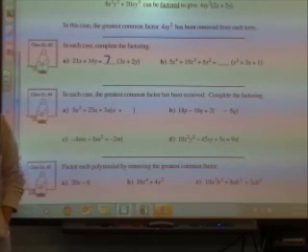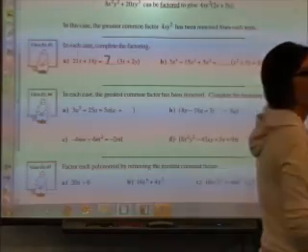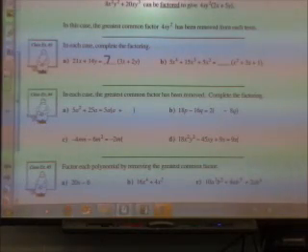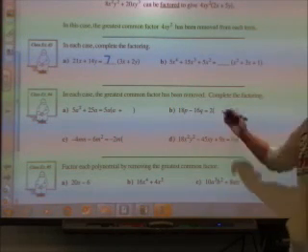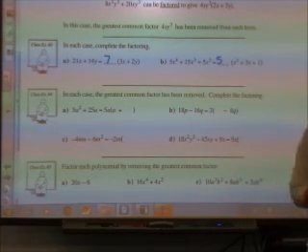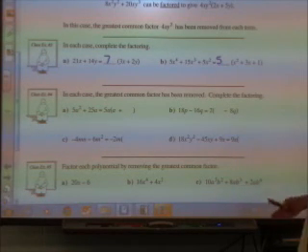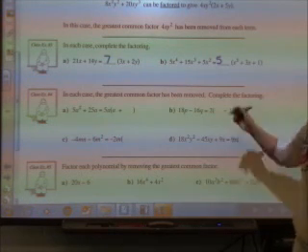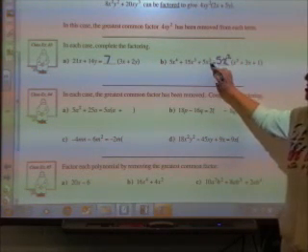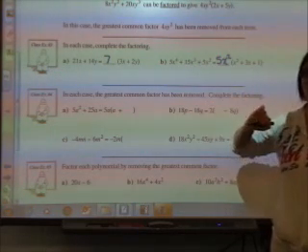So if I look at B, I have 5x to the power of 4, 15x to the power of 3, and 5x squared. If I start off with the numbers, what is the largest number I can divide these three by? 5. And then look at the variables. What is the largest variable I can divide x to the power of 4, x to the power of 3, and x squared by? X squared. Because I can take x squared out of here, which means I can also take x squared out of this one and out of this one.